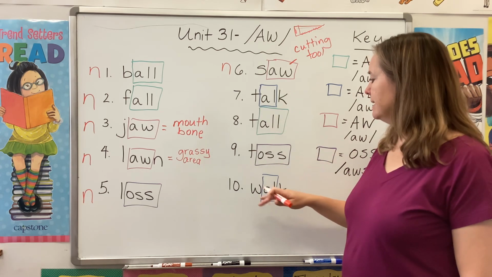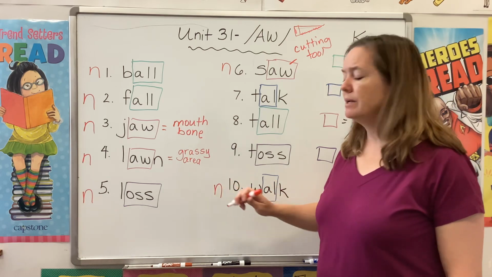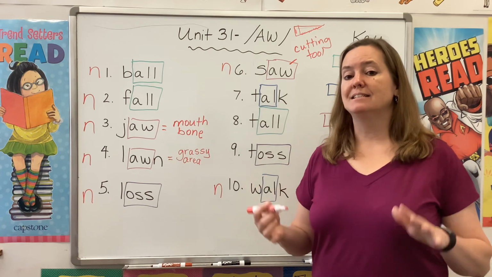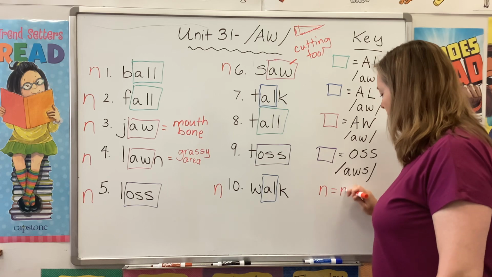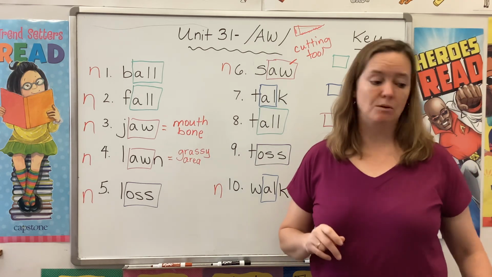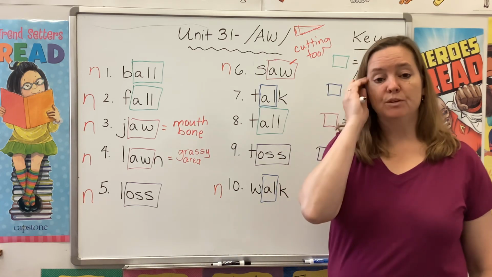I think that's it. Well, walk is another word that could be used as a noun if we're talking about a walk. It's a beautiful day. Let's take a walk. Okay, so everything in red is a noun. You can see we have lots of nouns this week. We also have quite a few verbs.